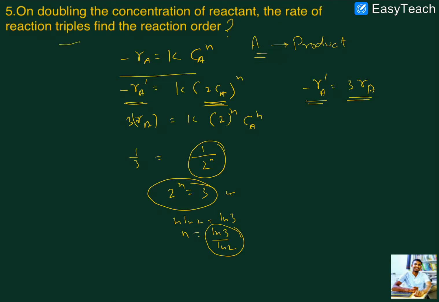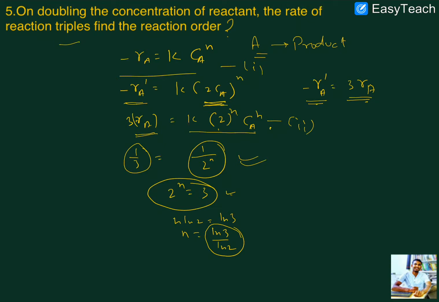It becomes triple when you double the concentration. So if you replace minus RA dash equal to 3 RA, then this will become k of 2 raised to the power n and C raised to the power n. If you divide this equation and this equation here, then you will see that 1 by 3 will be on the left hand side and all the rest will cancel. 1 upon 2 k raised to the power 1 will be on the right side.